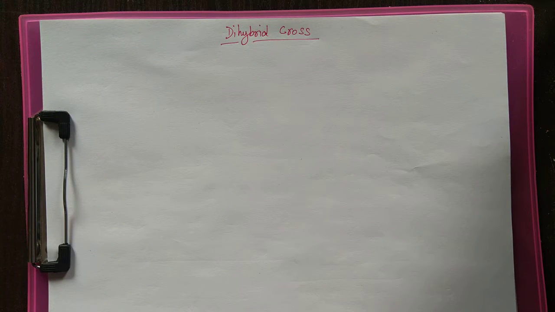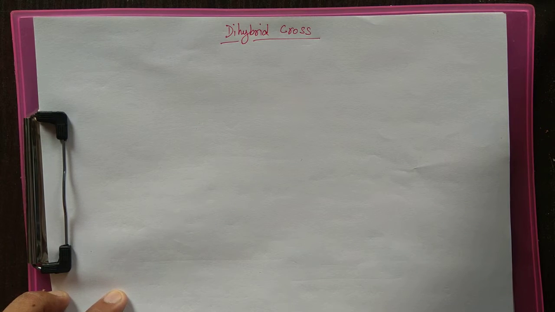Good morning, students. In the previous lecture, we discussed incomplete dominance in Snapdragon and studied the example of multiple alleles in human blood, which is the best example of codominance. In this lecture, we will discuss the dihybrid cross.